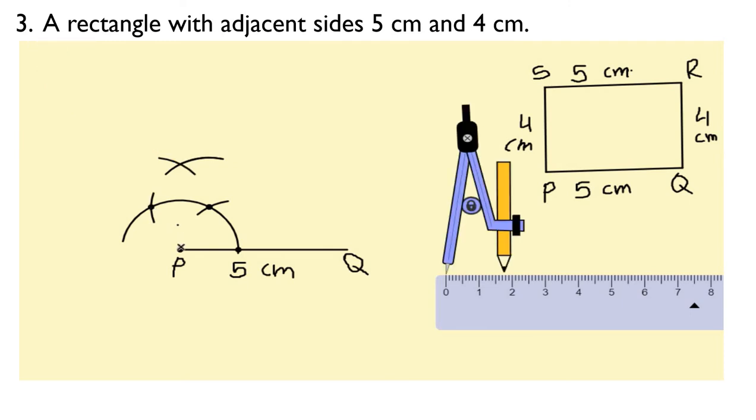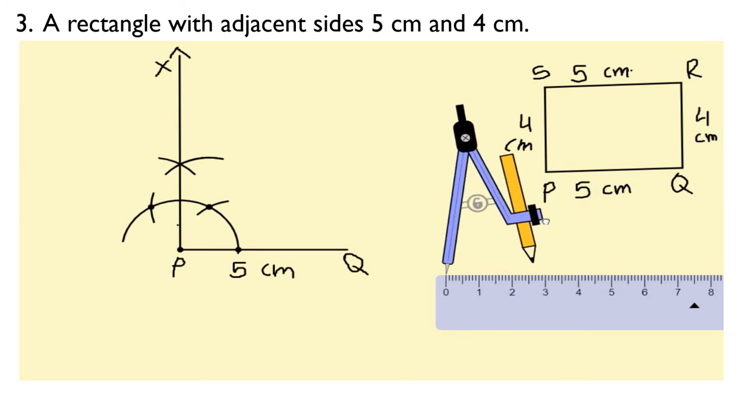Then we draw ray PX in such a way that we get angle QPX as 90 degrees. After constructing 90 degrees, dear students, with the help of protractor, please cross check whether the constructed angle is perfectly 90 degrees or not.